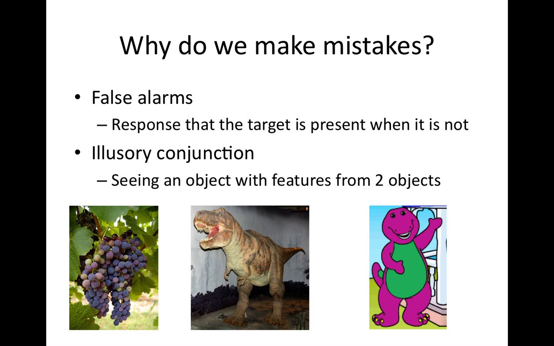Most models of visual search only haphazardly deal with errors, so here's another question. Why do we make these mistakes, and do illusory conjunctions have anything to do with it?